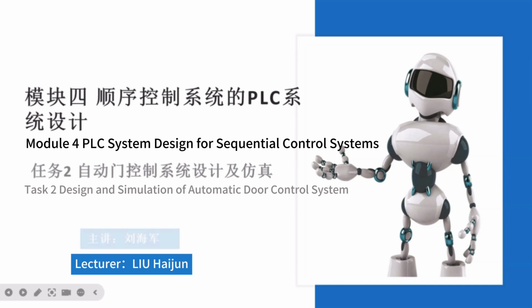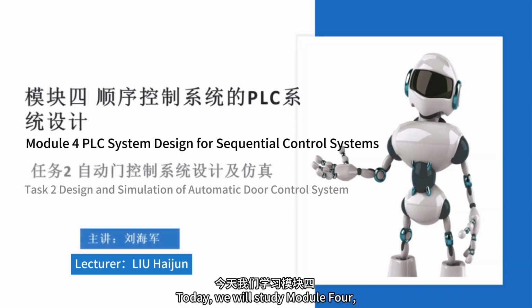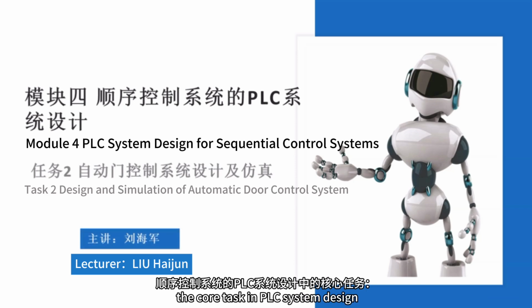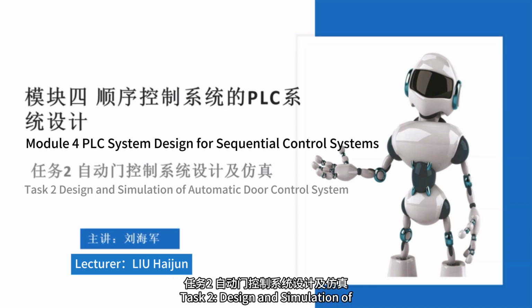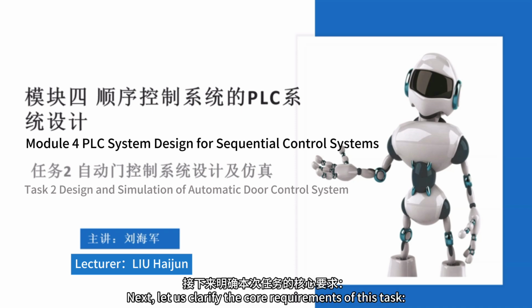Hello, everyone. Today, we will study Module 4, the core task in PLC system design for sequential control systems. Task 2, design and simulation of an automatic door control system. Next, let us clarify the core requirements of this task.